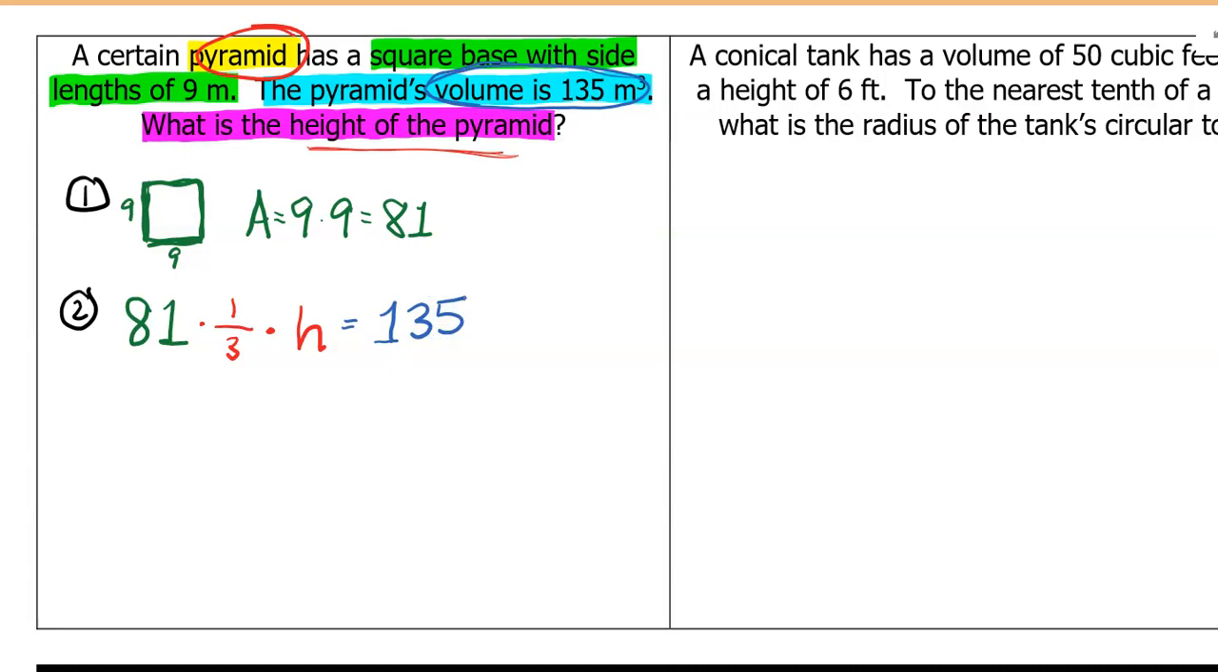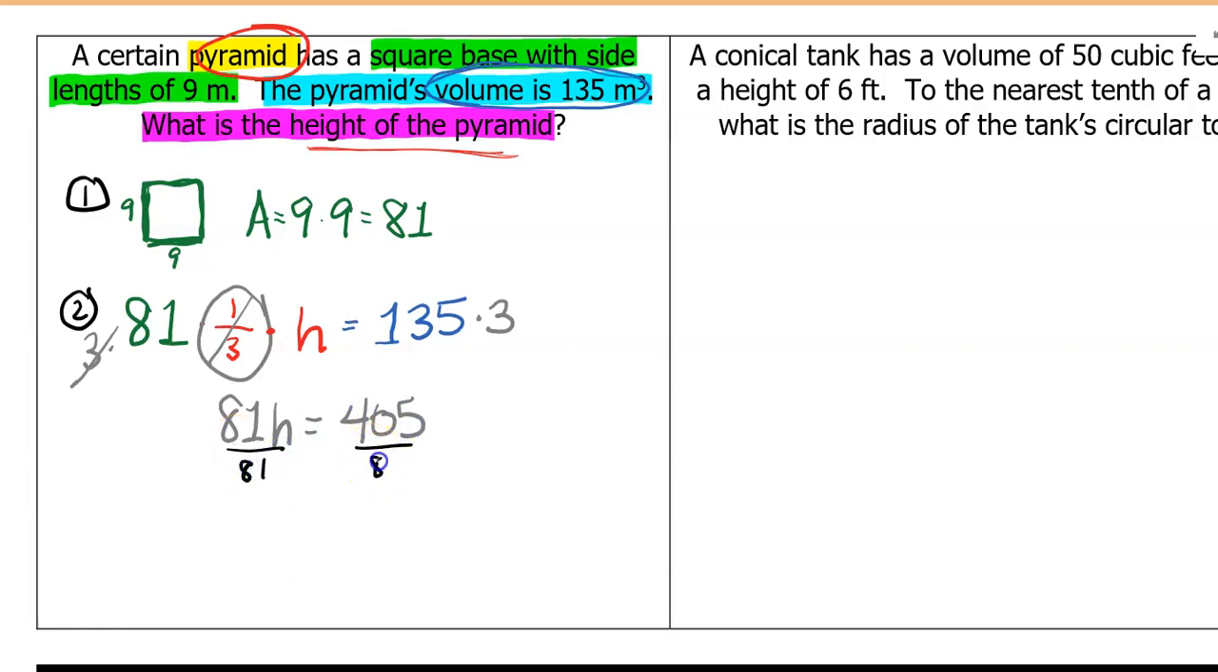So we can deal with that in a few different ways. However you want to solve it is fine. But typically, people like to get rid of fractions first. So I'm going to multiply both sides by 3. 3 times 1/3 is 1, so those have canceled out. I have 81 times the height we don't know, which gives me 405. Then I can divide both sides by 81, and I get h equals 5.